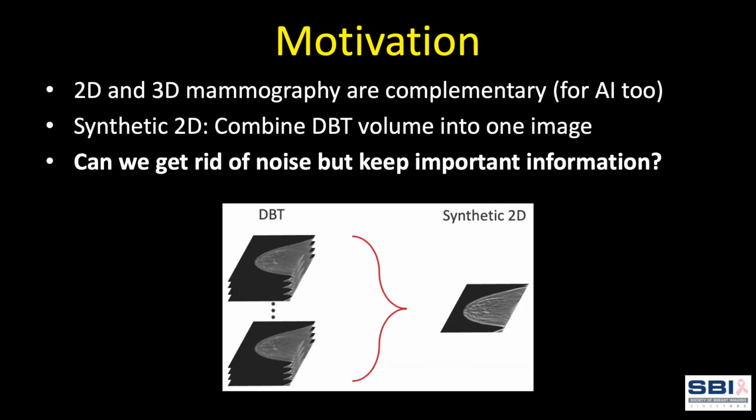So how can we go about this? Well, one thing all radiologists know is that 2D and 3D mammography are complementary, and it turns out that this is actually the case for AI too. Synthetic 2D images, for instance, are a way of collapsing the DBT volume into a single 2D image, and this approach could be amenable to AI. Of course, in creating a synthetic 2D image, you necessarily lose a lot of information. So the question becomes, can you create a synthetic that gets rid of noise but retains the important information?